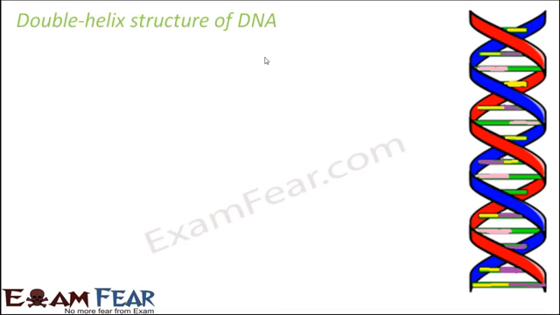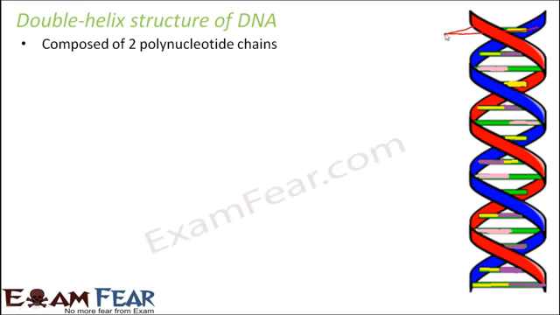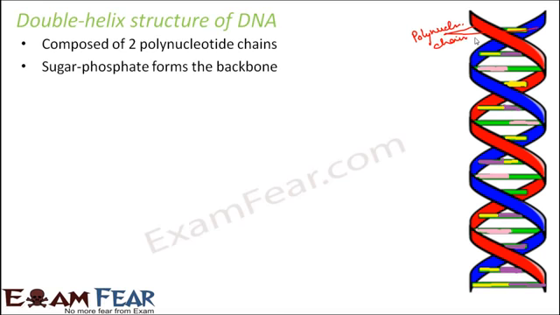So let us understand the double helix structure of DNA in detail. It is composed of two polynucleotide chains. The double helix is formed by the two ribbon-like structures, the red one and the blue one. They are nothing but the polynucleotide chains. So we can mark it here, this one and this one. What are these two? These are nothing but the polynucleotide chains. So two chains of polynucleotide.